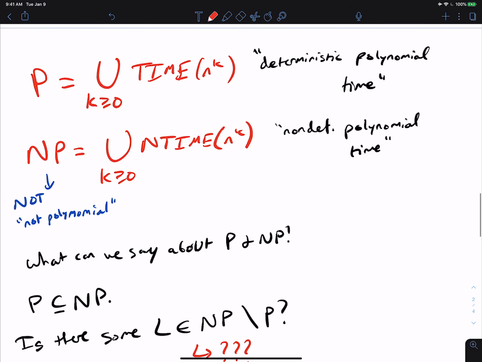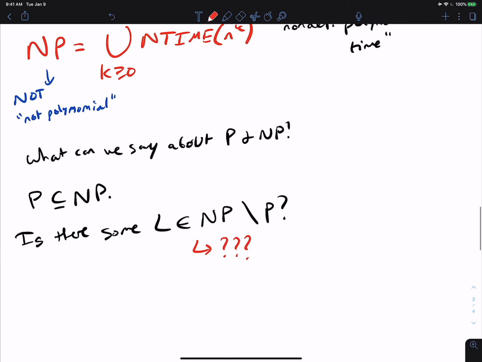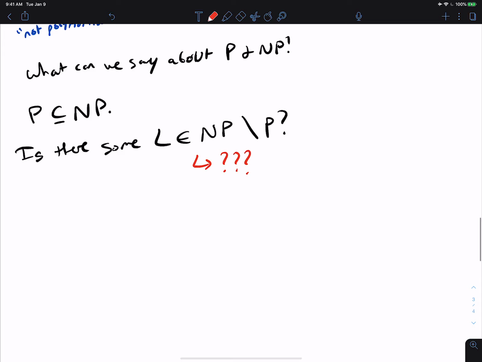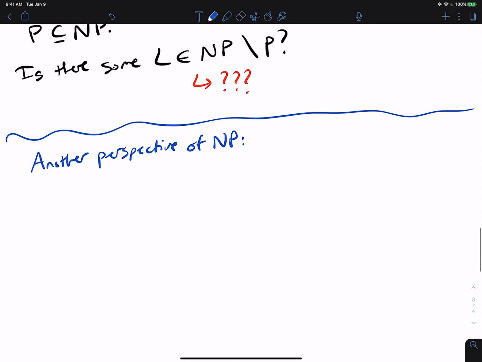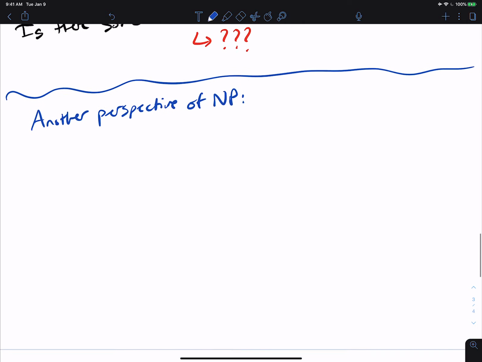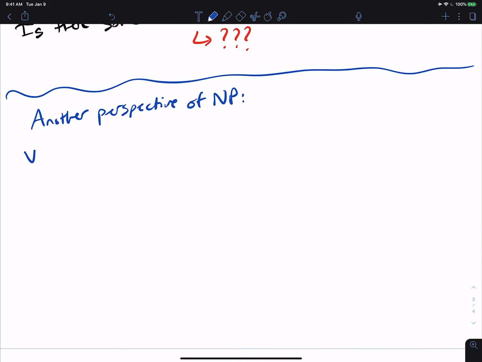You could think about NP as non-deterministic Turing machines that run in a polynomial amount of time, but there's actually a much easier way to think about NP. So let's just talk about that. Another perspective of NP that we're going to talk about for the rest of the class is something called a verifier.